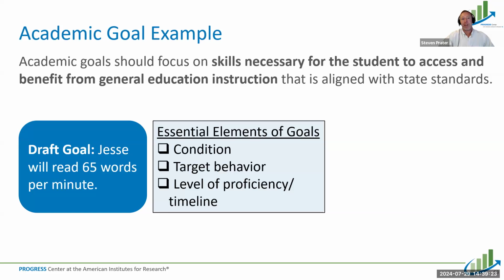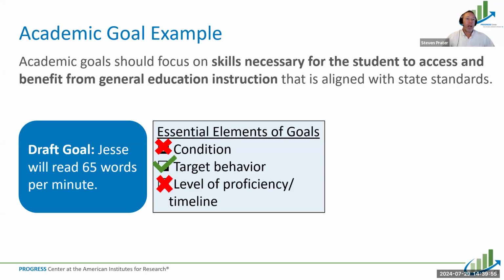All right, so if we look at our three essential elements, do we have a condition here? Well, we don't have a condition. We don't know, are we talking about a certain grade level they have to read on? Are we talking about that they're going to read grade level material? We don't know what condition we're talking about in this goal, okay? Target behavior, we do have. It says we want Jesse to read 65 words per minute. So we can say we have a target behavior for this goal. But level of proficiency and timeline, we don't really have that.